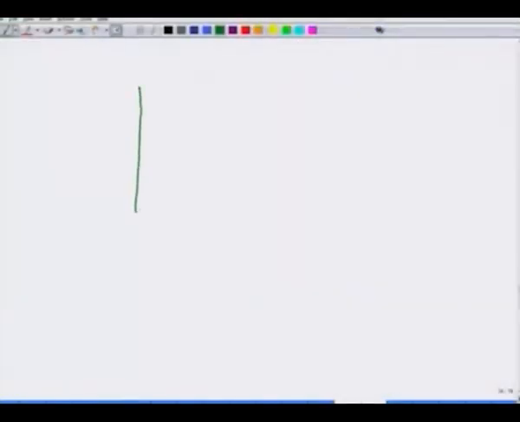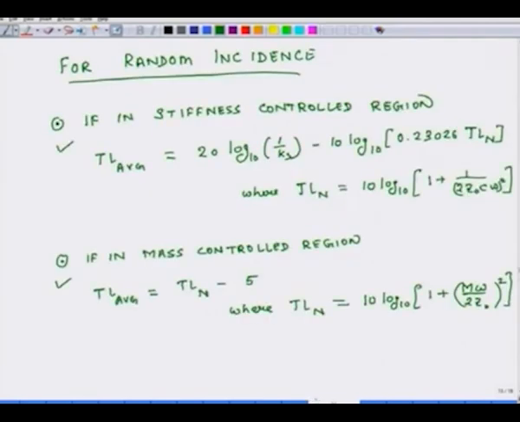So, now there is one final question. Till so far what we have seen is that even this relationship says that TL average also increases at something like 6 decibels per octave if I am in a stiffness controlled region. So, if I reduce my frequency by a factor of 2, I will have an improvement in transmission loss, even for random incidence, by 6 decibels.